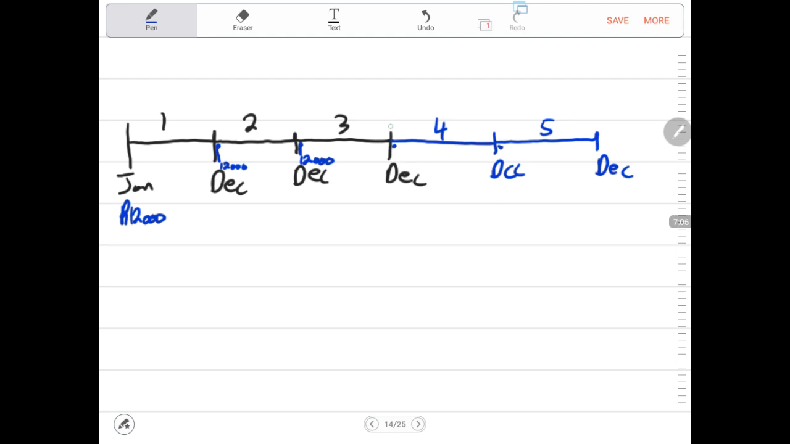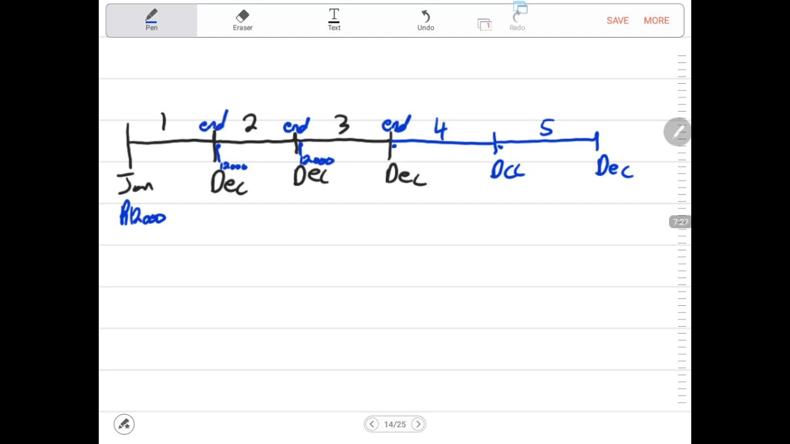And we know that the end of year 3 will be at the end of December. That will be the end of year 3 in December, and year 2 will end in December, and year 1 will end in December. So I want to make this very clear.